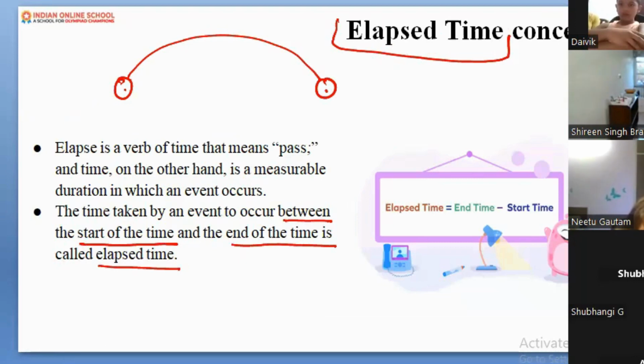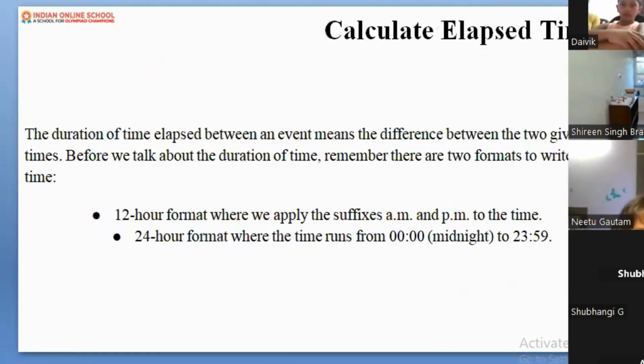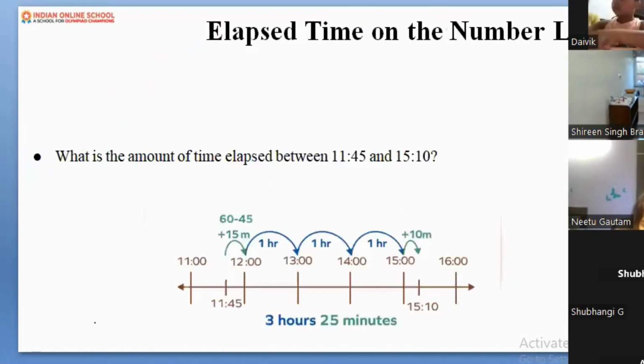The formula that we are going to use for this is end time, what time we are going to end it, minus start time, what time we are starting it. Got it? Now, for calculating this we have two things: one is 12-hour format and another is 24-hour format. Do you know what is 12-hour format and what is 24-hour format? Yes, ma'am. For that also, we have two methods. One is elapsed time on the number line, also known as the jumping method.